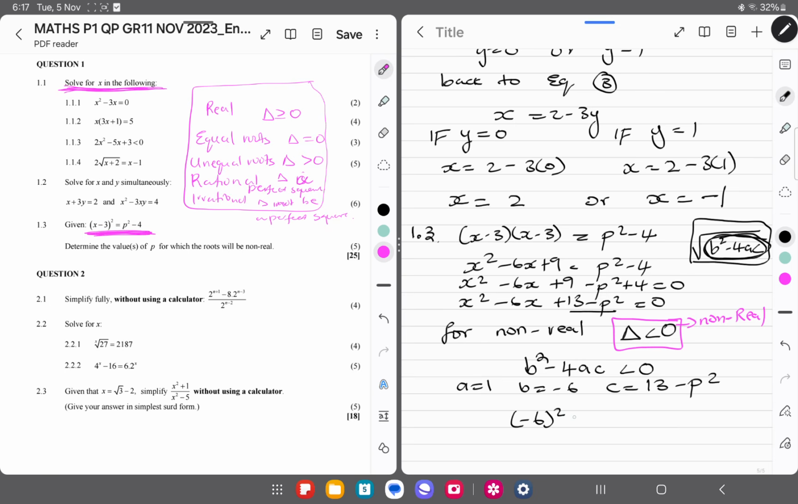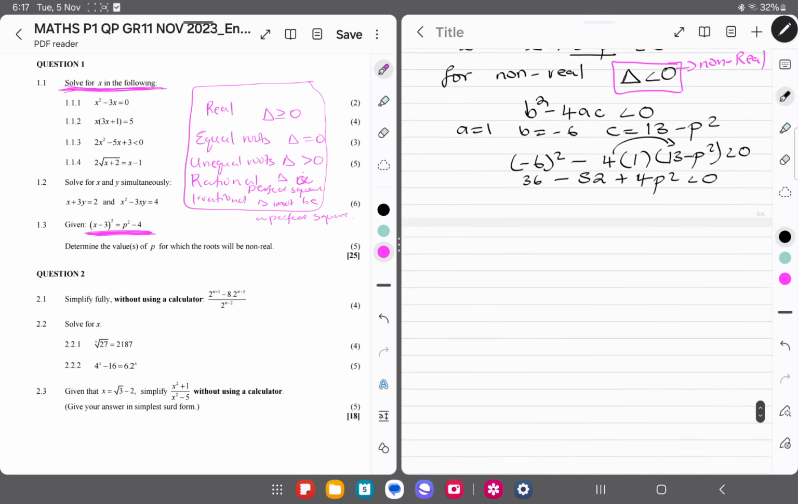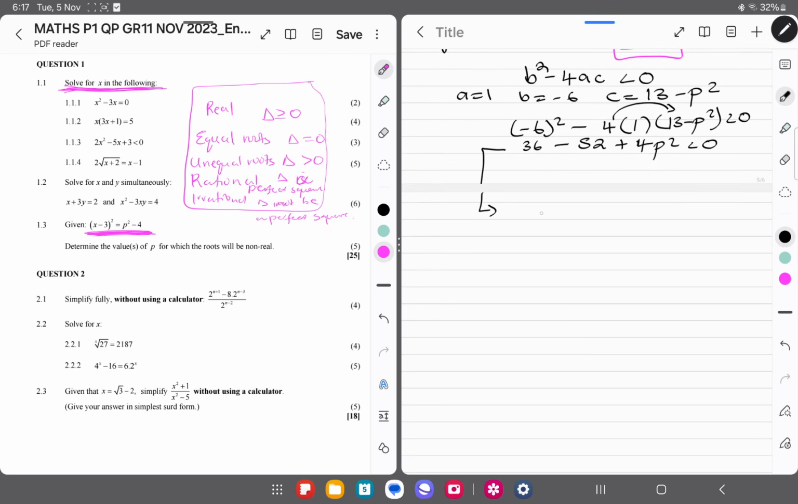So this will be negative 6 squared minus 4, a is 1, and c is 13 minus p squared, which must be less than 0. Negative 6 squared is 36. Minus 4 times that gives minus 52 plus 4p squared, which must be less than 0. From there, 36 minus 52 is negative 16, so 4p squared minus 16 is less than 0. Remember, it's in standard form, so I can factorize. This will be 4 times (p plus 2)(p minus 2), difference of two squares.